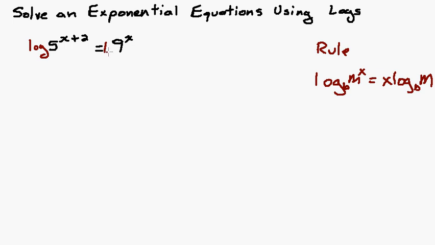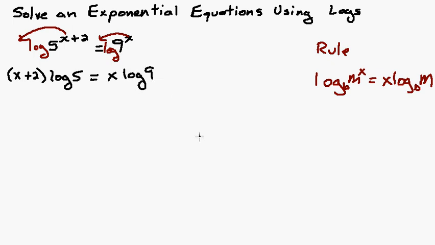To use that rule, we have to have a log, so we're going to take the log of both sides. Now I'm just going to do log base 10. I'm not writing a base in there, so it's going to be base 10, and that's going to allow me to use my calculator to find the answer. So now that I've taken the log of both sides, I can take this x plus 2, this exponent, and bring it down in front, and I could take this x and bring it down in front on the next line. When I bring this x plus 2 down in front, I have to put it in parentheses because it's going to be the entire exponent, x plus 2, times log 5, and then I'm going to have x times log 9.